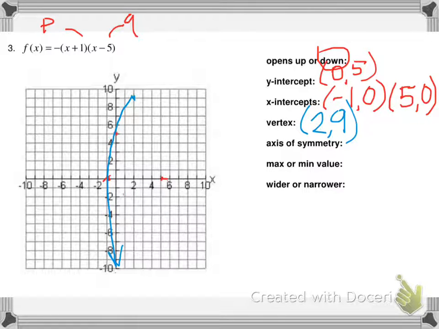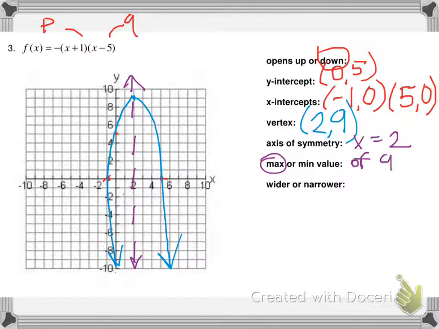Okay, (2, 9). So my graph should look like this. Make sure yours looks the same. The axis of symmetry, again, is going to be the x value of my vertex, and I'm going to graph that as a dashed line straight up and straight down. It's a vertical line. I'm going to have a max value of 9.